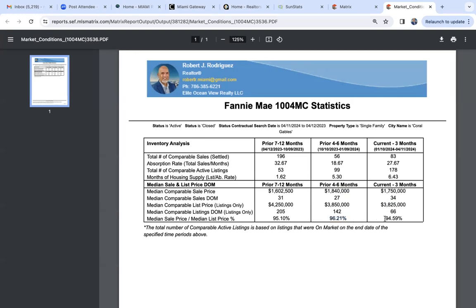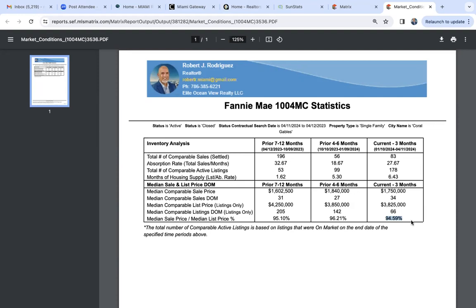And for the last quarter or the first quarter of 24, properties are selling at 94.5% of the original list price, or at a 5.5% discount. Okay, so when you have a buyer looking to buy a single family home in Coral Gables, all right, they can expect to pay 5% less than the original price of the listing.